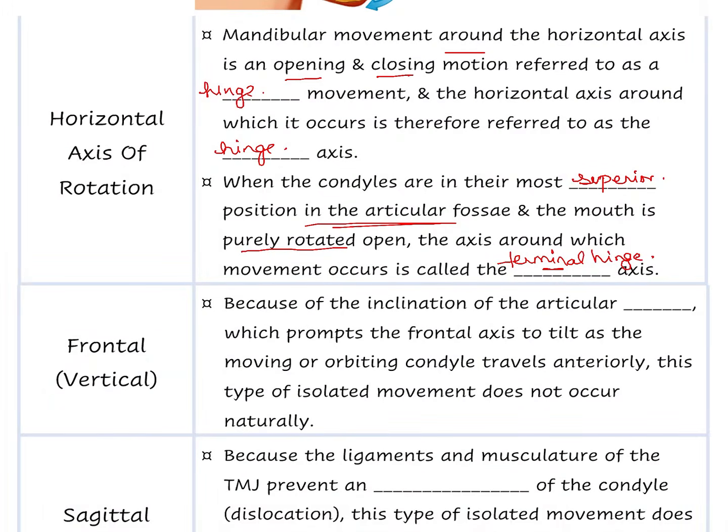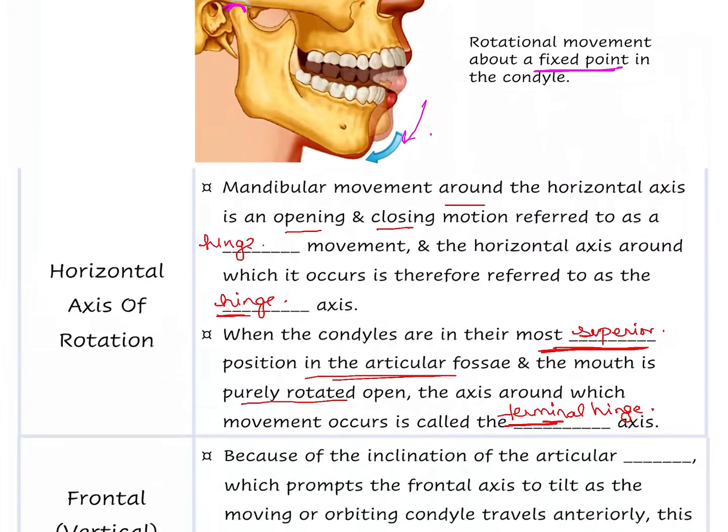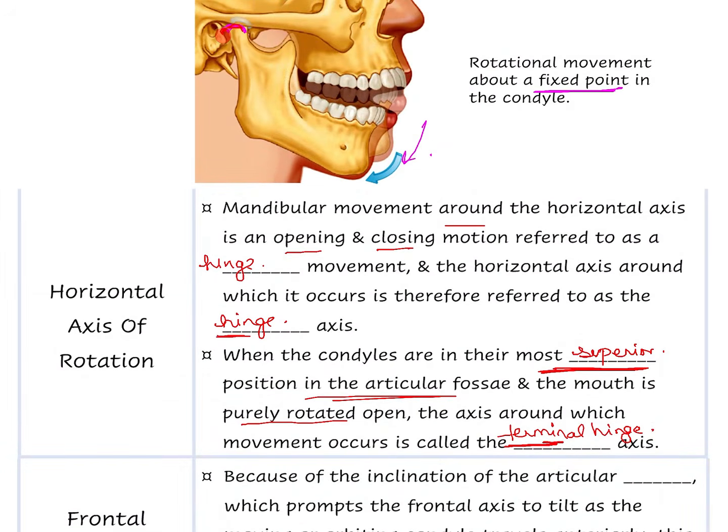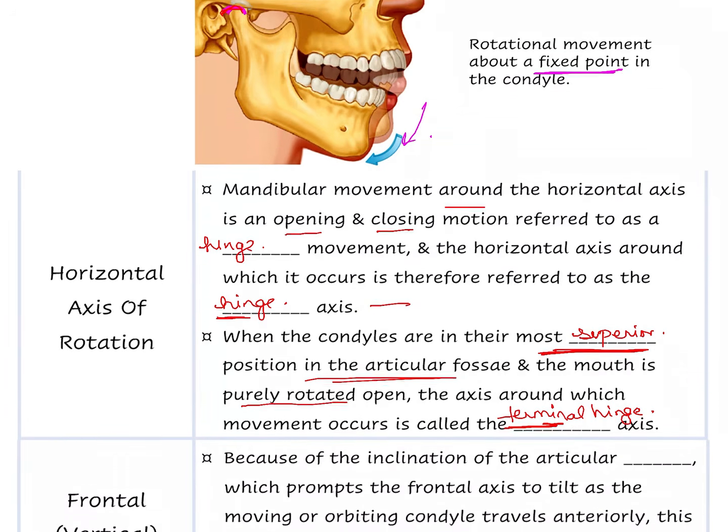Now, what is the difference between hinge axis and terminal hinge axis? Terminal is in the superior most position. That means when the condyle is in its most superior position, at that time, if it rotates, then the axis of rotation is called terminal hinge axis. But if it is not in its most superior position, and if there is a rotational movement, then it is just called a hinge axis.